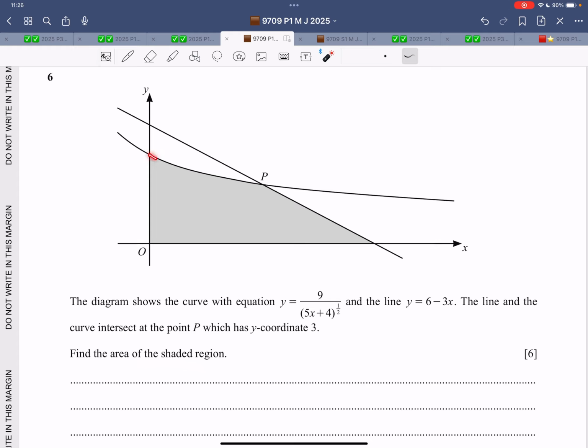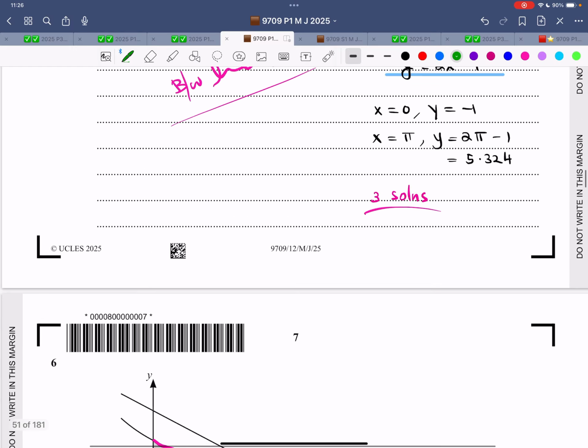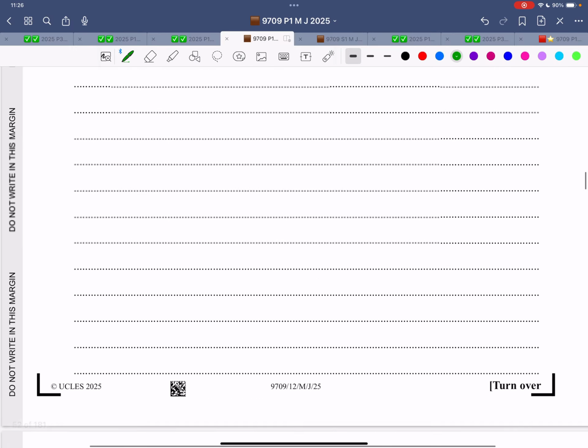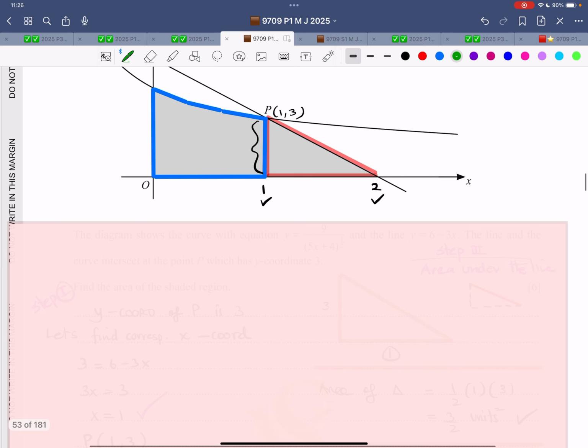So now you have to divide this thing. You have to realize this fact that from here all the way till here, that is area under the curve. And then you have to realize that from here all the way here, that is area under the line, or it's a triangle. So these are 2 separate areas. It's not one single area. So now let's look at the working that is right over here.